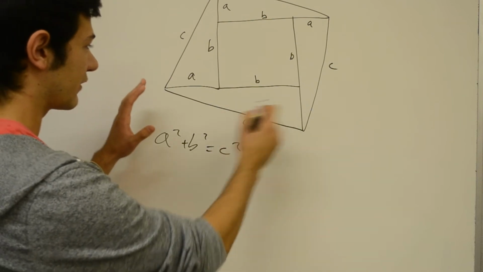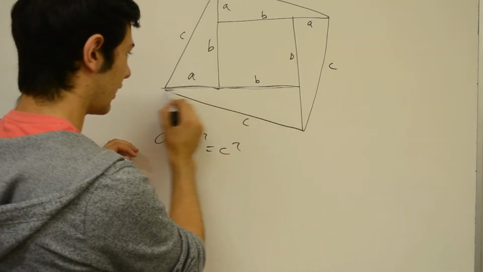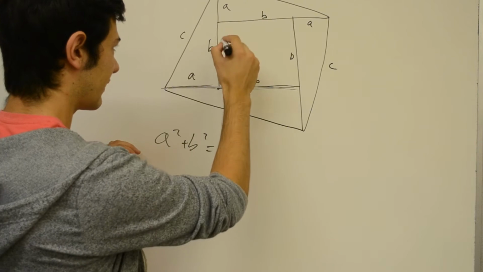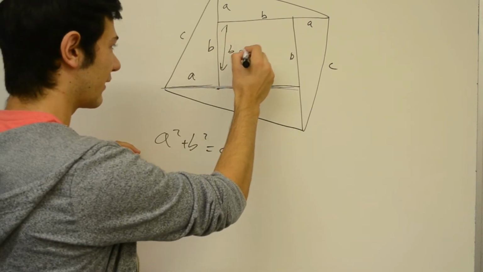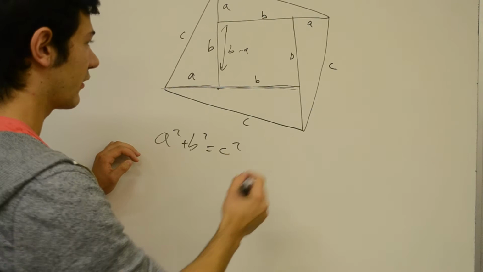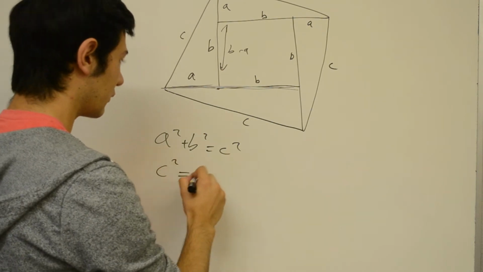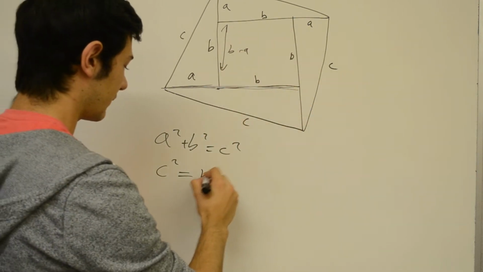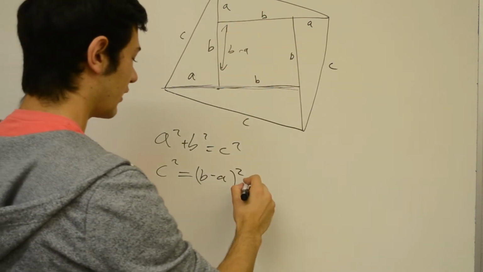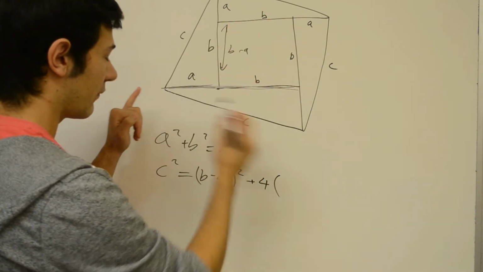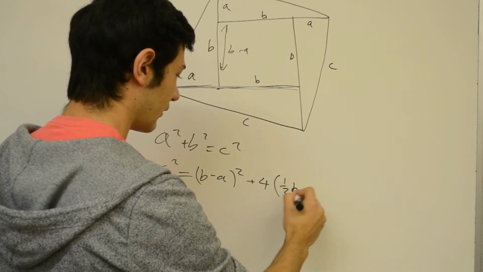So here, each of these triangles has the sides C, B, and A. If you have this side B, this whole line, and then subtract A, then the length of the inside square is going to be B minus A. Each of these sides is C, and it creates a square. So you have C squared equals the inside square, which is B minus A squared, and then you add the areas of these four triangles. So it's plus 4 times half base times height, so B times A divided by 2, so half B A.